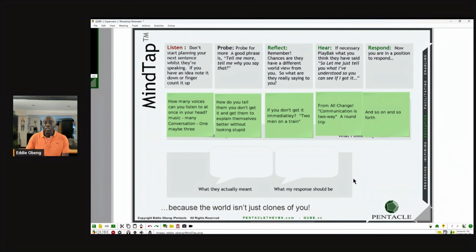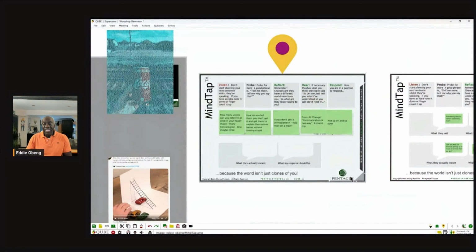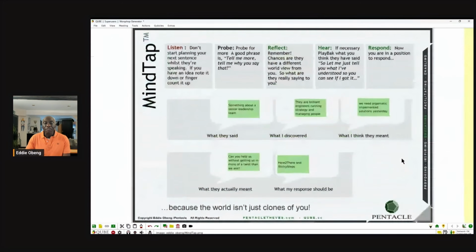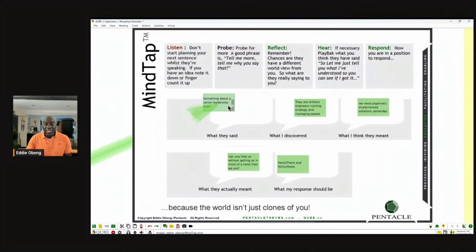So that's what MindTap is doing. It's giving you the process along the top here. If you want to practice secretly, next conversation you have, when you finish the conversation, come and see whether you did these 5 things and write down, what did they actually say?